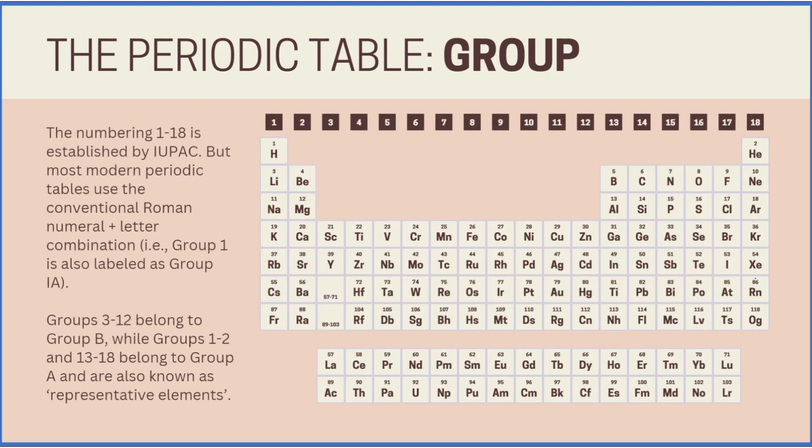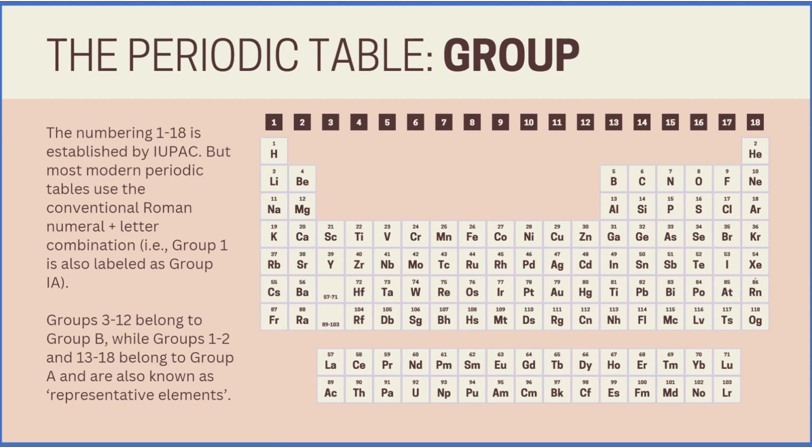Sorry. The numbering 1 to 18 is established by IUPAC. We just saw in our previous video what is IUPAC. Then older periodic tables use the conventional Roman numeral plus letter combination, that is group 1 is also labeled as 1A. Okay, Roman numeral plus a letter. Group 1 is also known as 1A. So groups 3 to 12 belong to group B, while groups 1 and 2 and 13 to 18 belong to group A and are also known as representative elements.